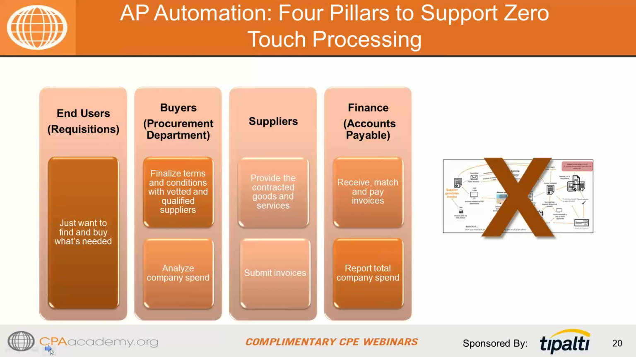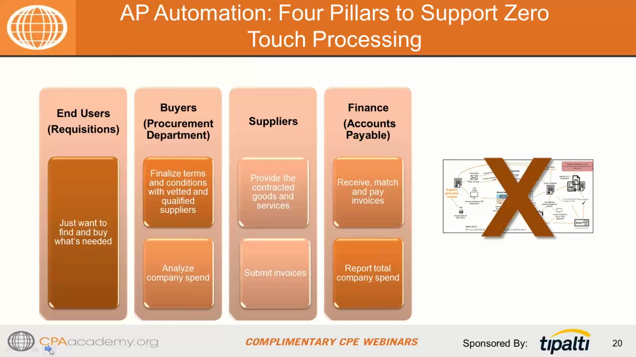Okay, there are 4 pillars to support this touchless processing concept. The 4 pillars are starting with end users. From a requisition perspective, end users really just want to buy and get what's needed to support either their process or their organization, whether it's consulting services or any sort of raw material for a manufacturing environment.